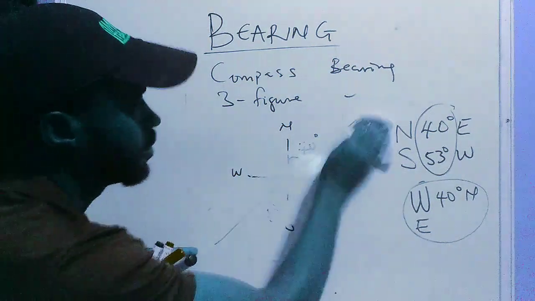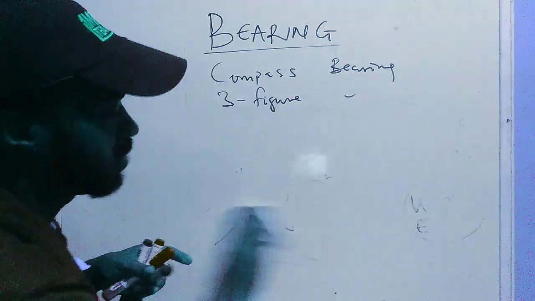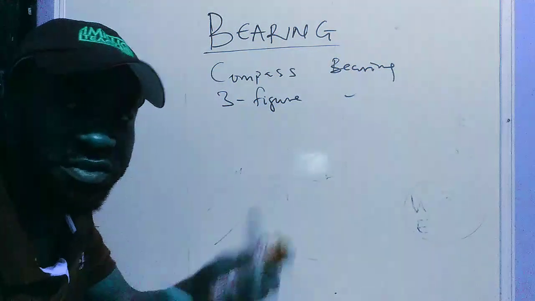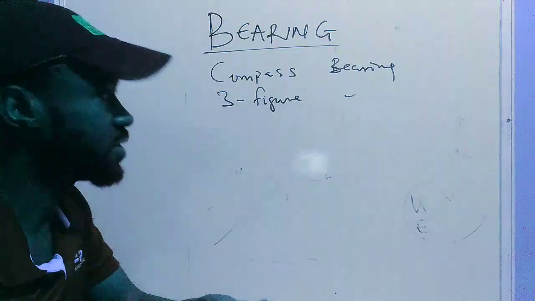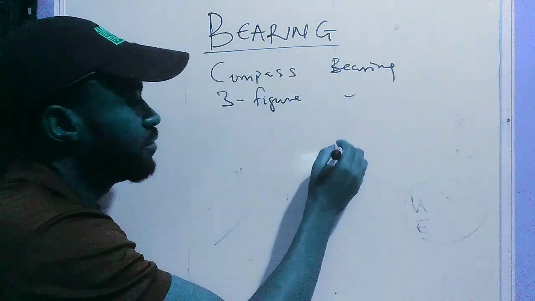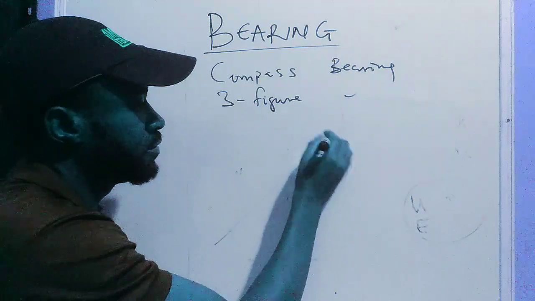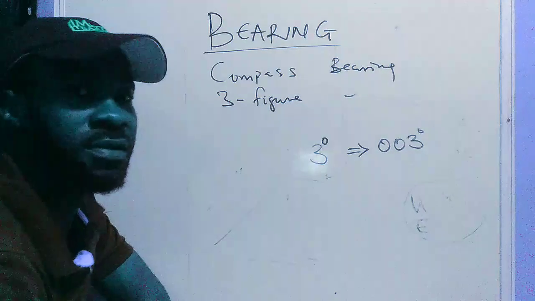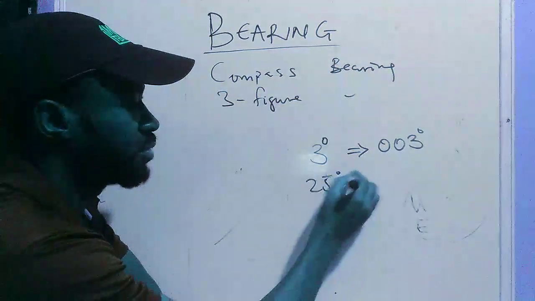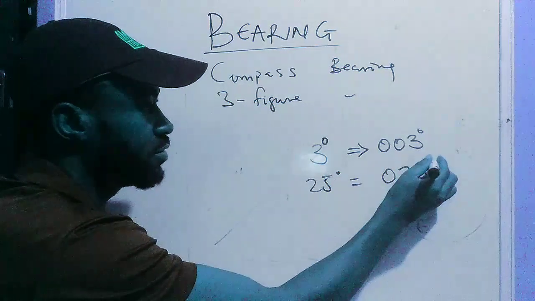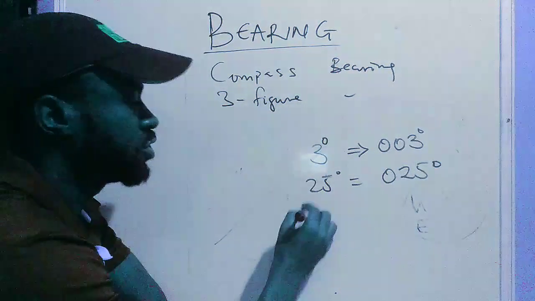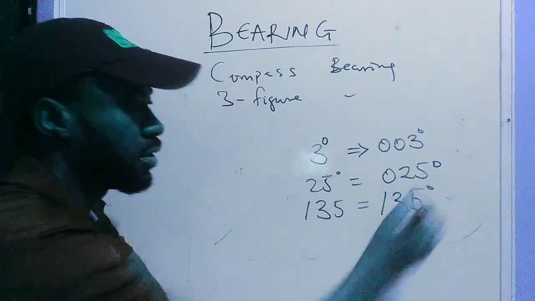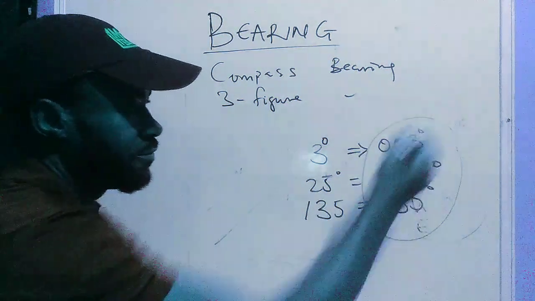Now, when we talk about the three-figure bearing, sometimes we call it three-digit bearing. It's just a way of representing bearing using three digits or three figures. For example, instead of writing a bearing of 3-degree, it could be written as 003 degrees. 25 degrees can be written as 025 degrees. So putting your bearing in three digits, these are examples of three-figure bearing.